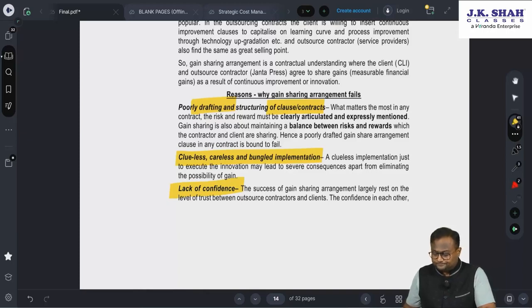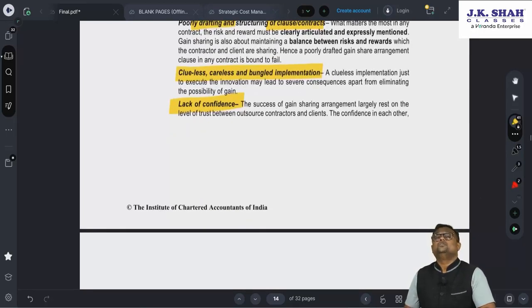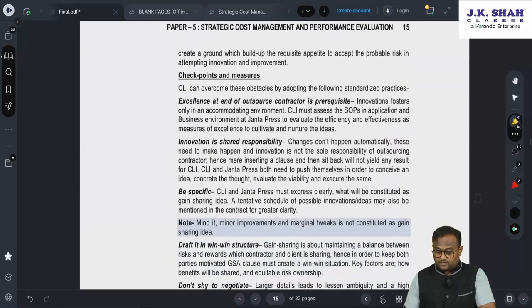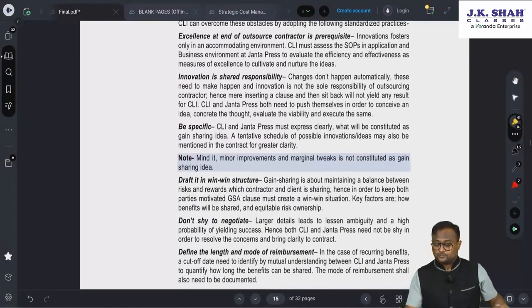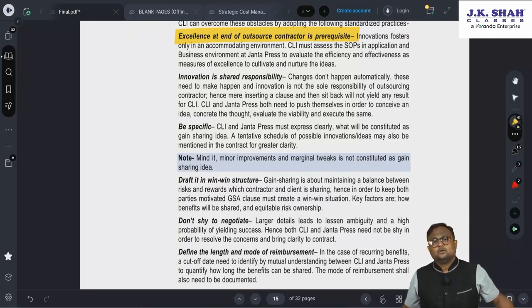Lack of confidence. It basically depends on the gain sharing agreement, depends on the mutual trust between the two parties. If there is a little bit of lack of confidence among any one of them, the performance will be affected. How do we control these measures? Performance excellence must be the prerequisite. You cannot outsource the work to a person who is new in the business, who doesn't have any prior experience or who is not known for his quality.